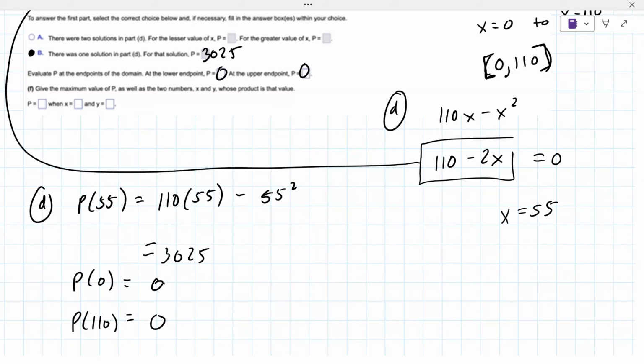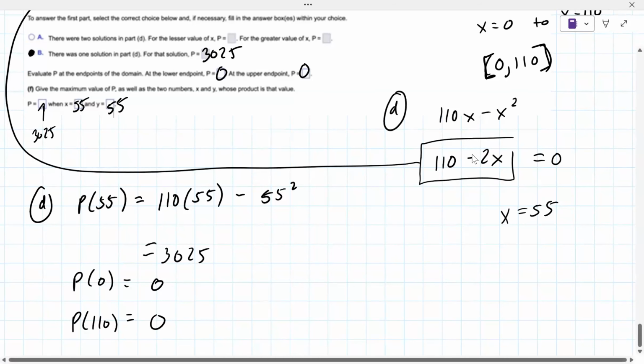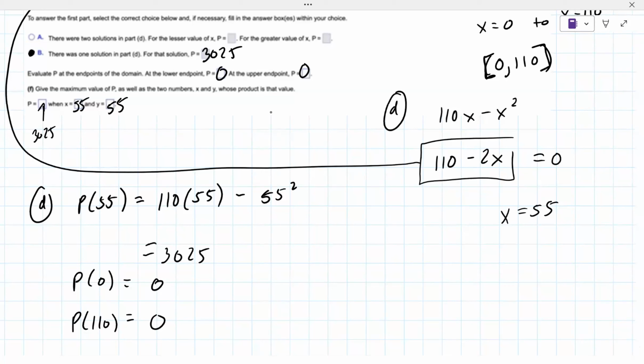All right, so we know that the maximum is 3025 when x is 55, and the y value is also 55. You get that from just looking at the fact x plus y has to equal 110. So if x is 55, then y must also be 55. Okay.